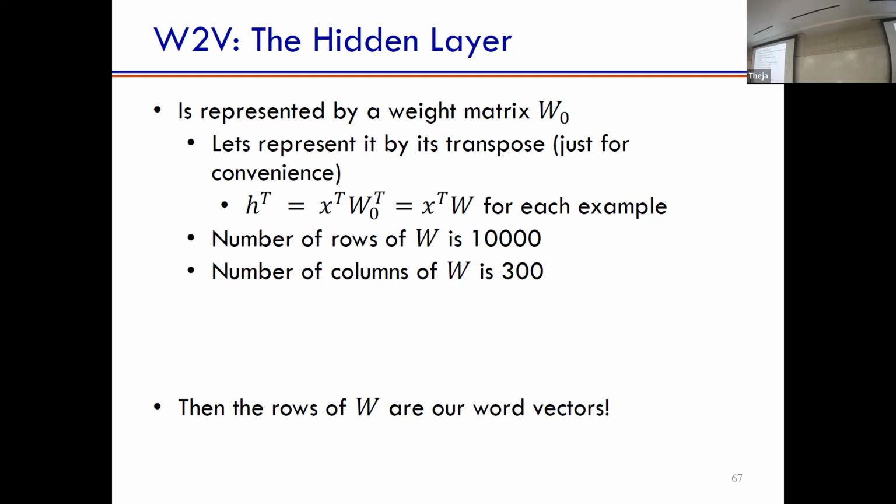I just did this so that I can have a nice shape for W instead of W having the opposite shape. So W will have 10,000 rows, and the number of columns of W you get to choose. Let's say we chose 300. The word2vec folks chose 300 as one of the choices. Why 300? Why not 30? You can choose 30. You can choose 3,000. It's up to you.